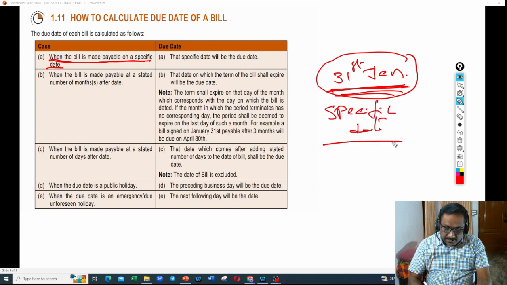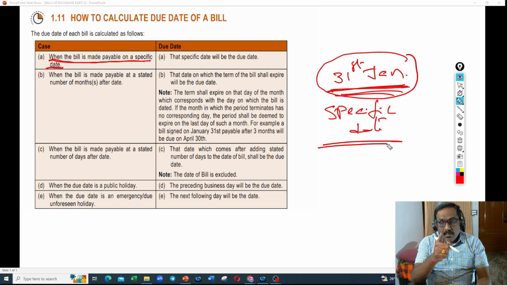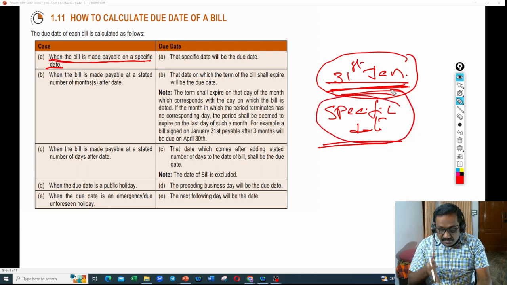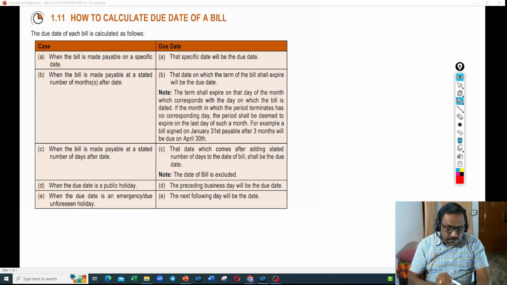The specific date has been mentioned on the bill saying that you have to pay the bill amount on this date. Then what should be the due date? The due date will be the specific date. What is the specific date here? In this example, 31st January will be the specific date. Are you clear? Let us move on to the next one.